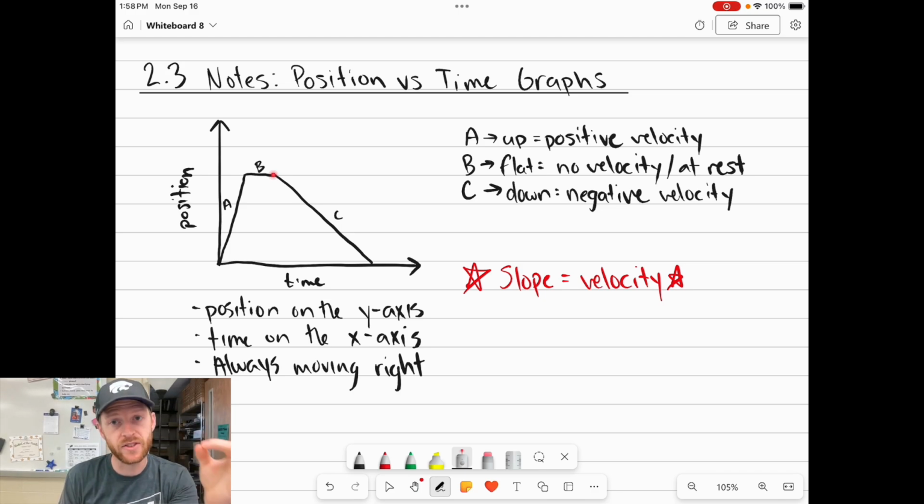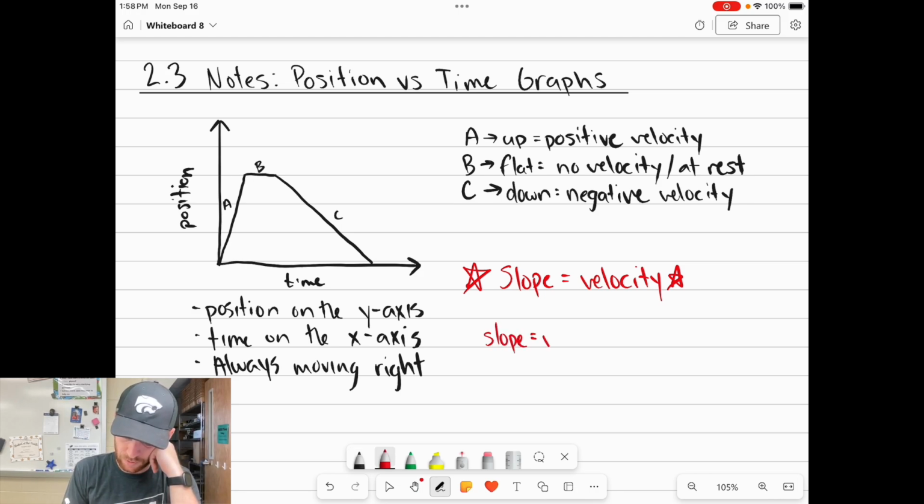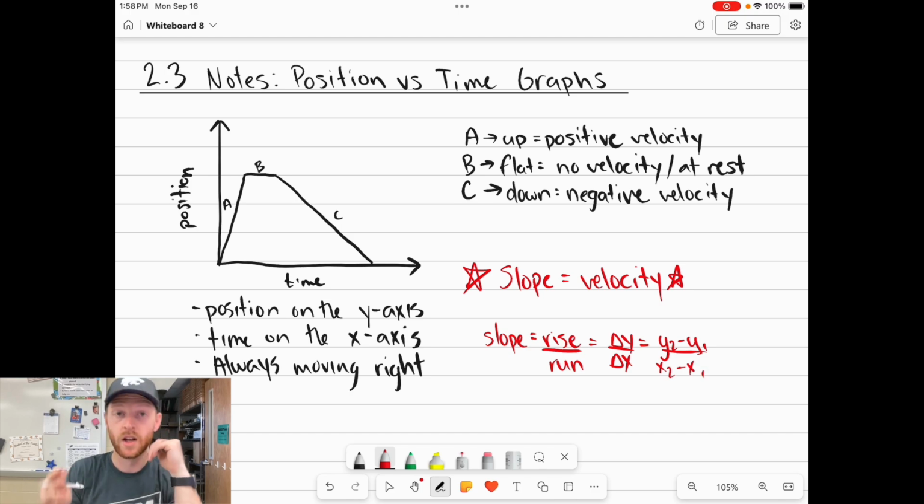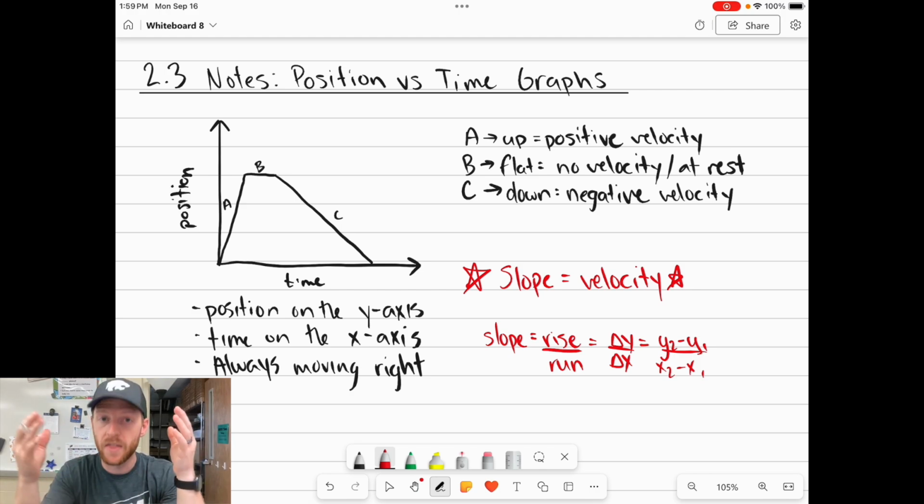And when you have a slope, you can calculate the slope. And this is kind of more of a math reminder, but when I want to calculate slope, it is equal to my rise over run, or my change in y over change in x, or more formally, y2 minus y1 over x2 minus x1. So on your worksheet, when it asks you, hey, calculate the velocity using the slope, you're gonna wanna find the slope, rise over run, right?